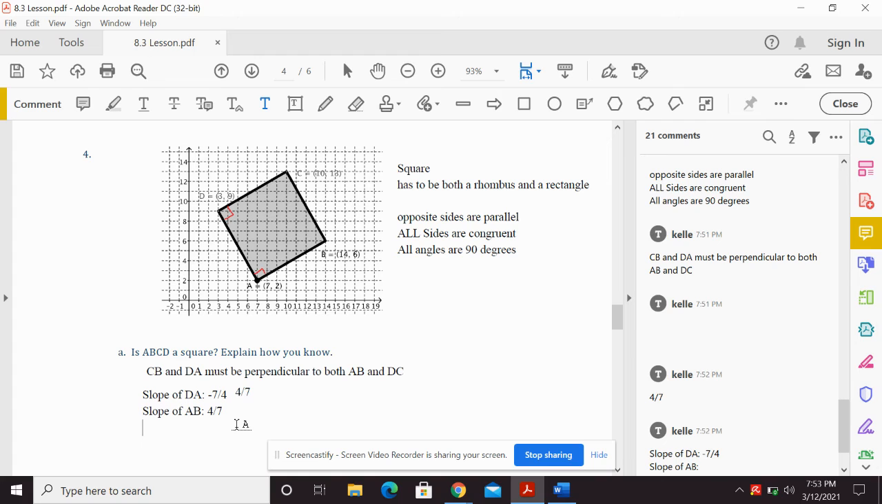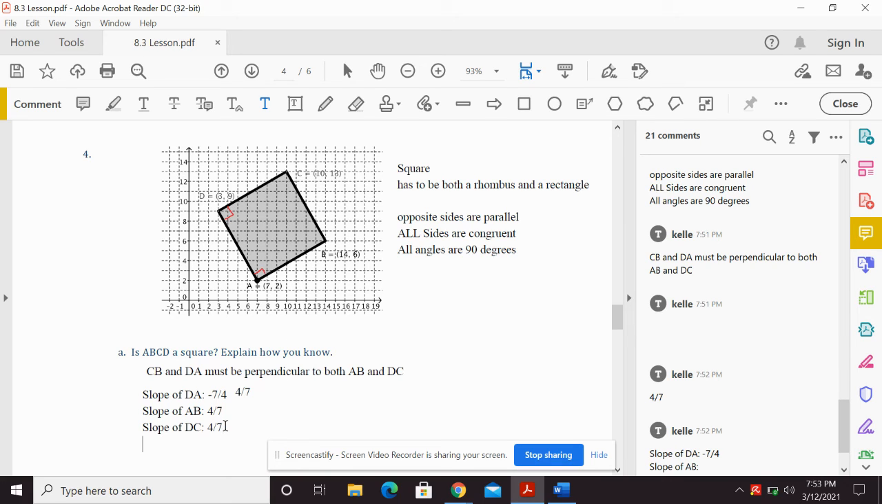All right. Let's find the slope of, really we're just going to find the slope of all four lines. So the slope of DC needs to also be 4 over 7. So let's see, my change in y, I go from 9 to 13. That's 4. And my change in x, I go from 3 to 10. That is 7.